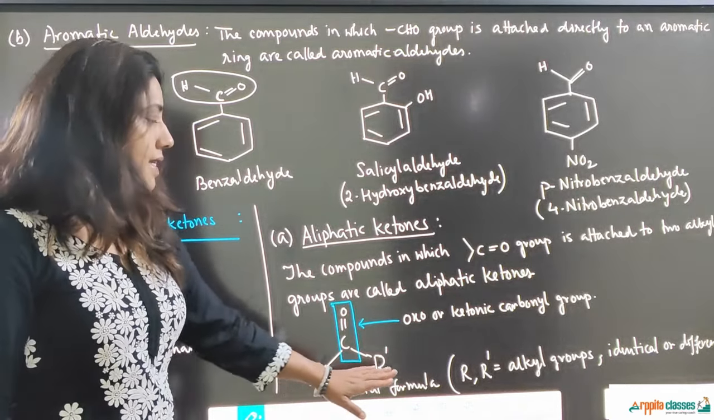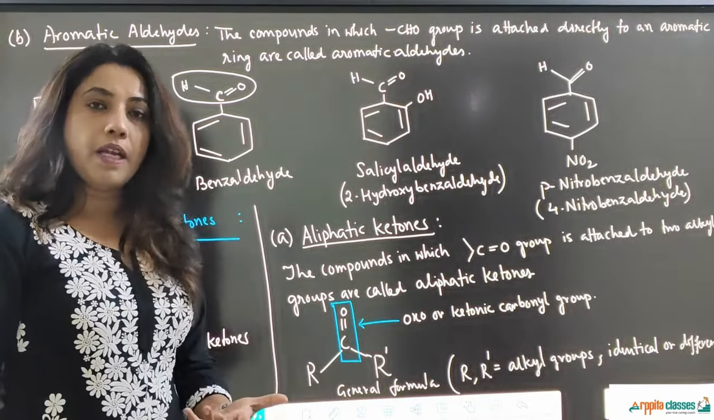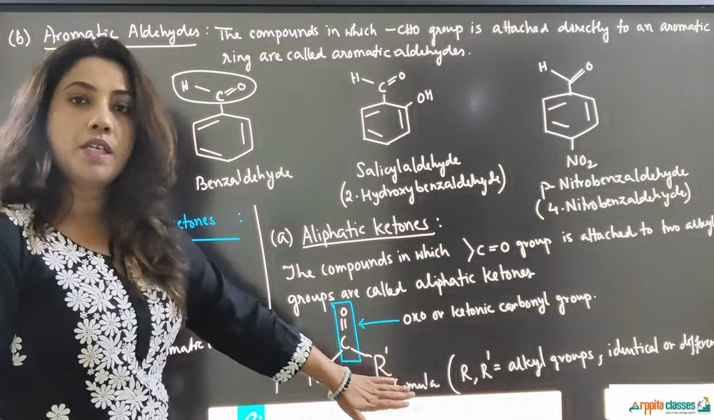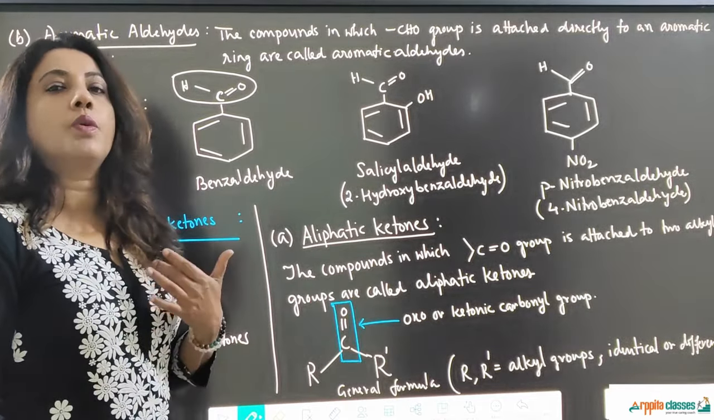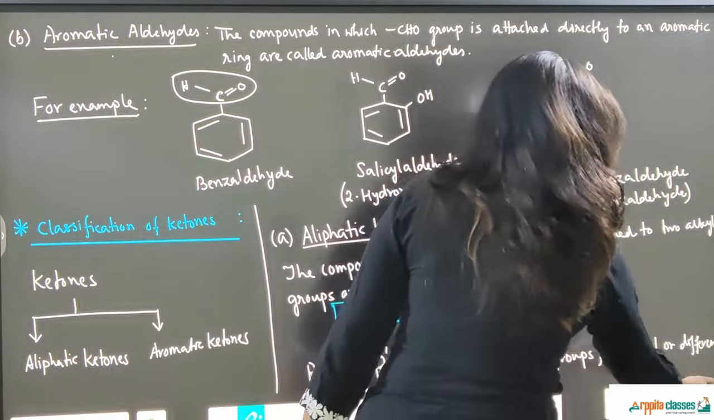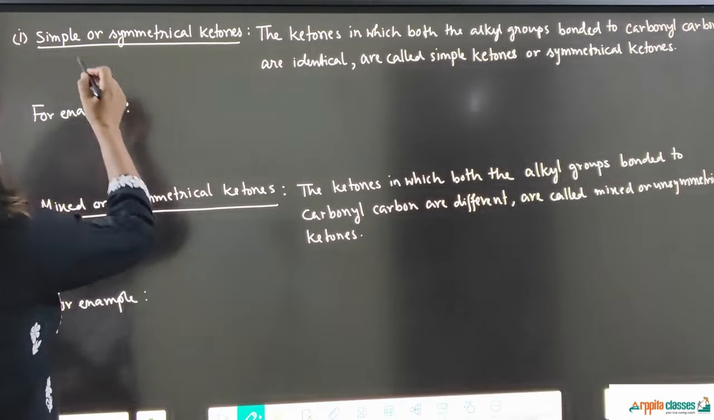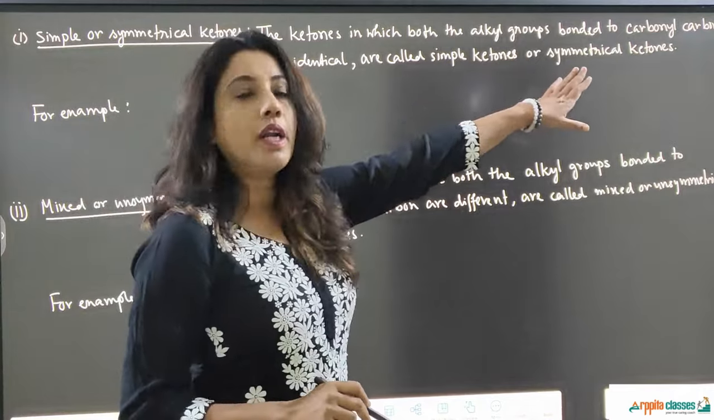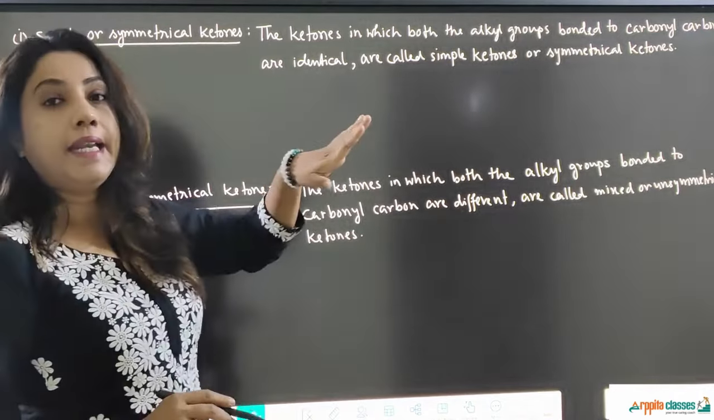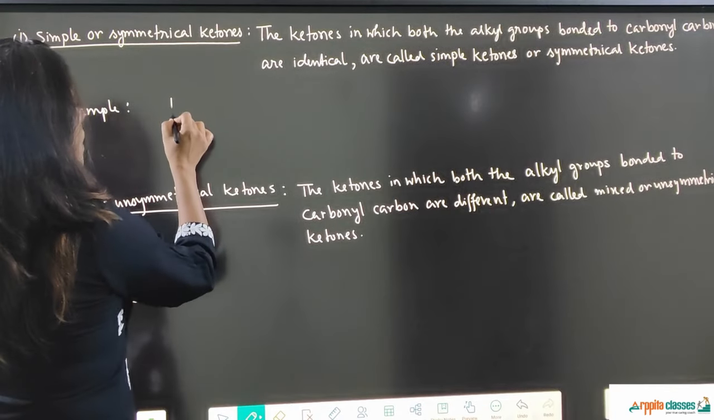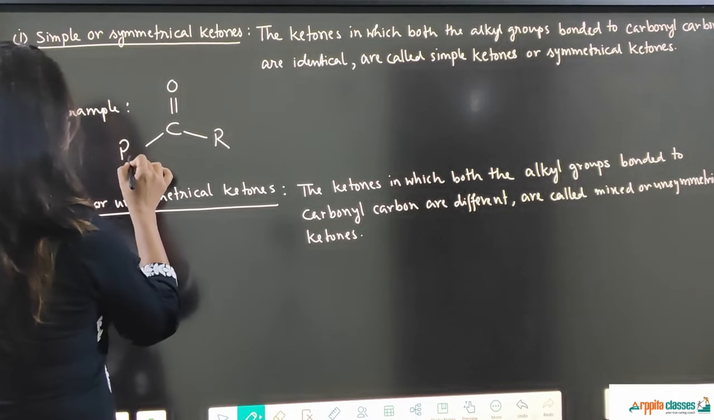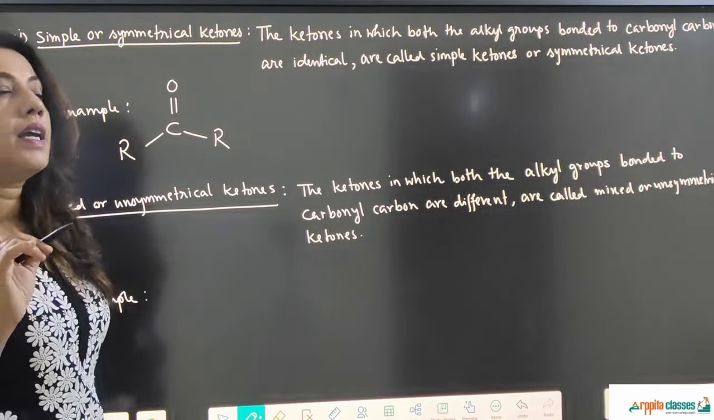If these R's are the same, then we get a simple ketone or symmetrical ketone, and if these R's are different, we get an unsymmetrical ketone or mixed ketone. We are going to see that a simple ketone or symmetrical ketone is one in which both the alkyl groups bonded to the carbonyl carbon are identical. This is your carbonyl carbon. If these two R groups are the same, then we call it a symmetrical ketone or simple ketone.